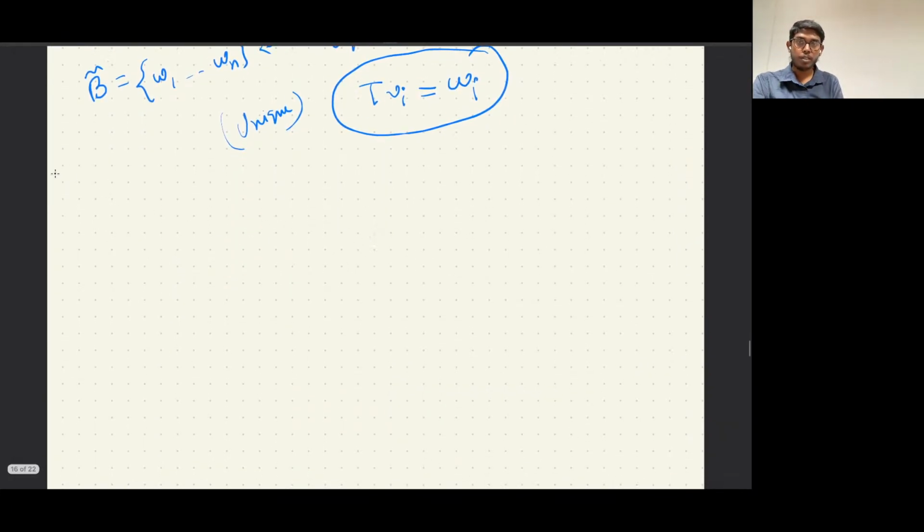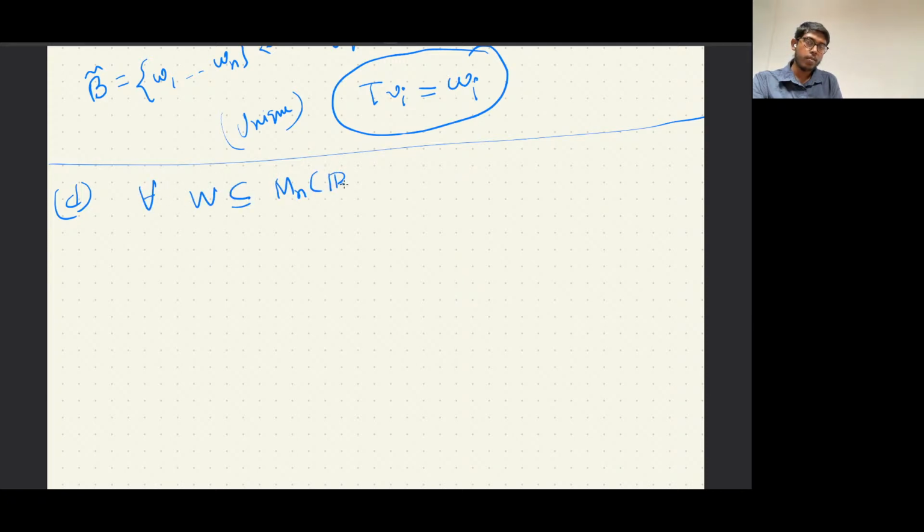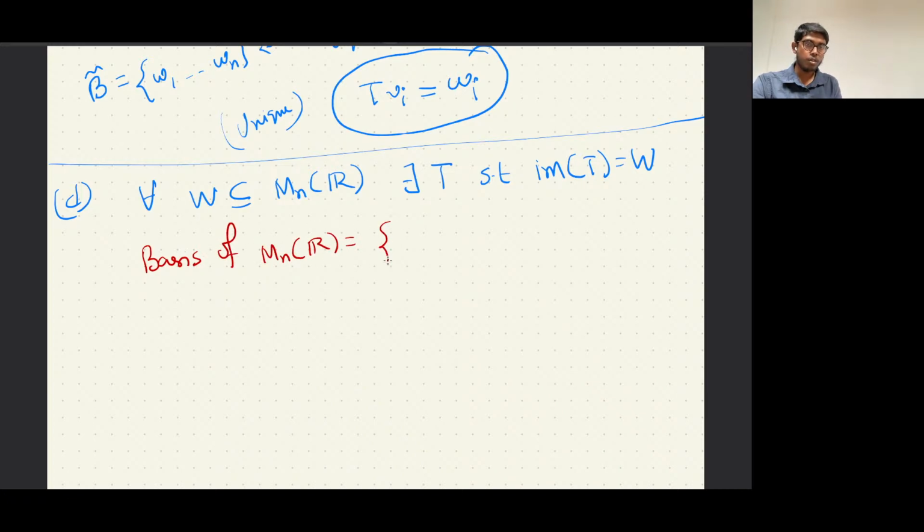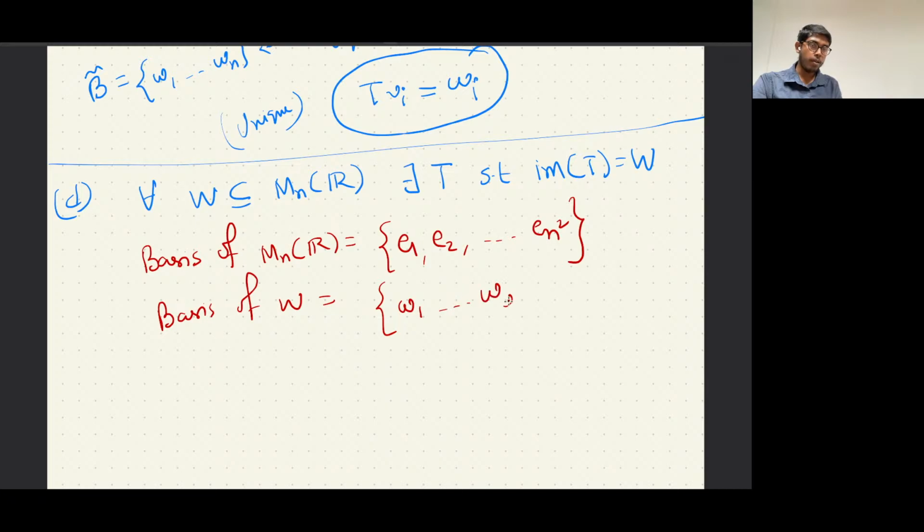Option D. Okay, I'll repeat option D. See, what is option D? It says that for every subspace W of MnR, there exists a linear transformation T such that the image of T equals W. This was option D. What I did was take a basis of MnR, e1, e2, up to en squared. This is a basis. I'll take a basis of W. W is a subspace of MnR, so it must have a basis w1 to wl.